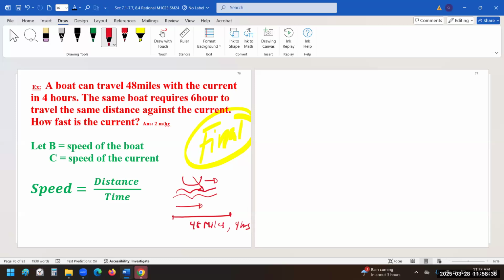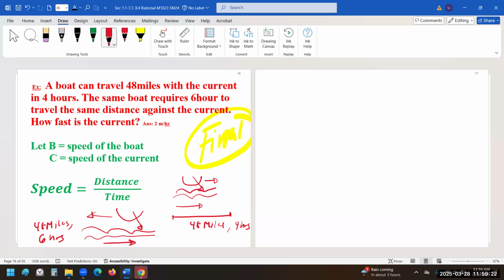However, when you reach your destination and you want to come back, so this time you are moving this way because you are coming back, and your current is moving in the other direction. So the current is going in one direction, but your boat is moving in the other direction. So they are going against one another. When you go against one another, you cross the same distance, but this time, since you're going against the current, it takes longer. It takes 6 hours.